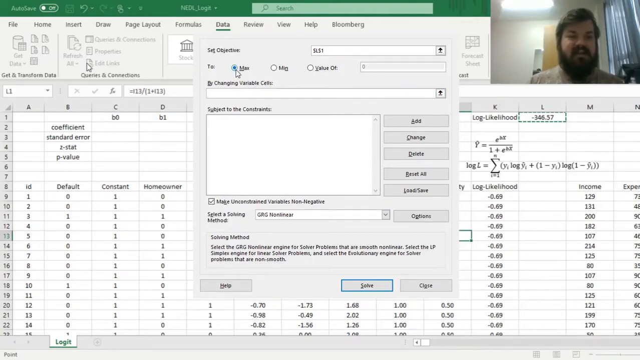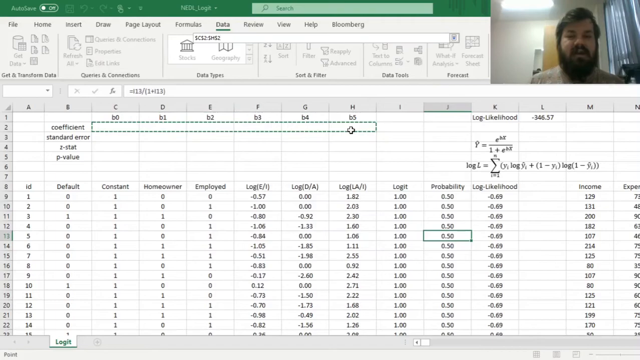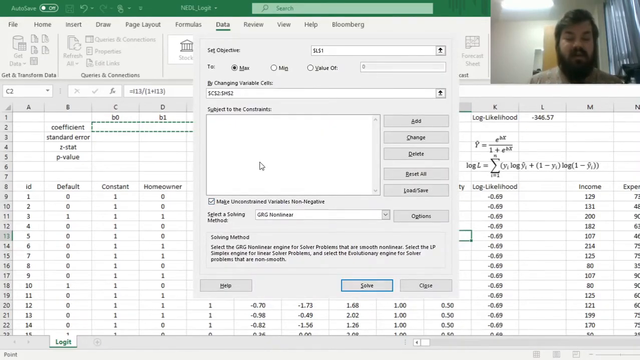We want to maximize it, so here should be max, and we need to change variable cells that correspond to B0, B1, all the way to B5, that are the constant term and the coefficients for all 5 explanatory variables. So we select the array C2 to H2. And we don't want to impose any constraints on our parameters, as theoretically any of these parameters could impact probability of default either positively or negatively.